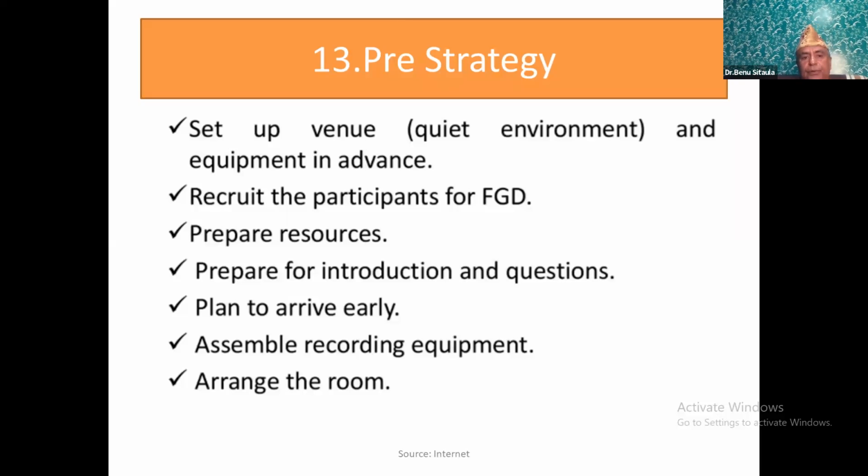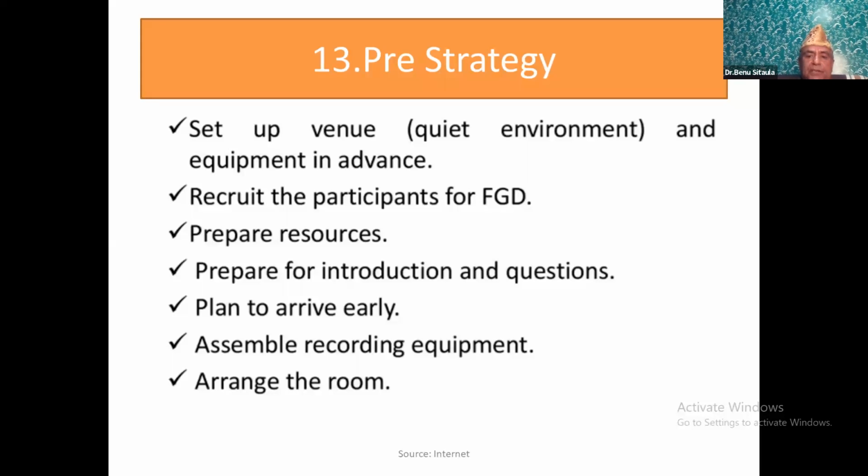First, set up the venue and a quiet environment, equipped in advance. Before the discussion, that must be completed. Where is the venue? Either the office or the open areas or a private room. Then recruit the participants for the focus group discussion, collect and invite them and inform them. And prepare the resources and materials before having the focus group discussion.